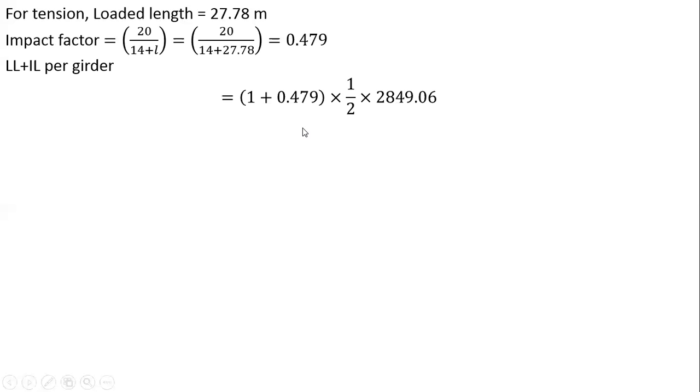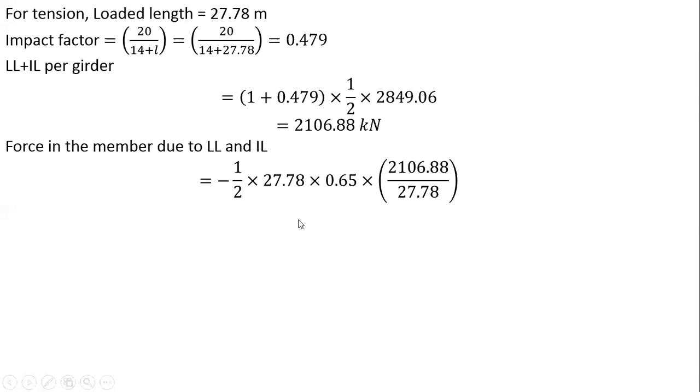Then for tension, my loaded length is this one. Again, using the same principle as in the previous slides, I have to calculate the impact factor. Then I have to calculate the per girder force. Then I have to calculate the force here, half base height, and this is my UDL. So this is my force.